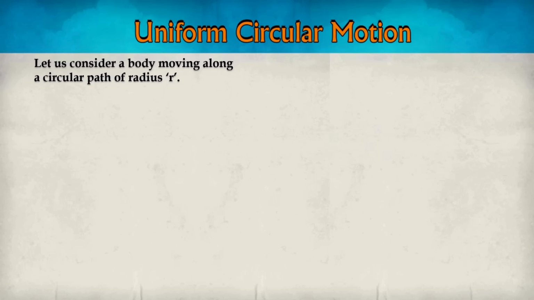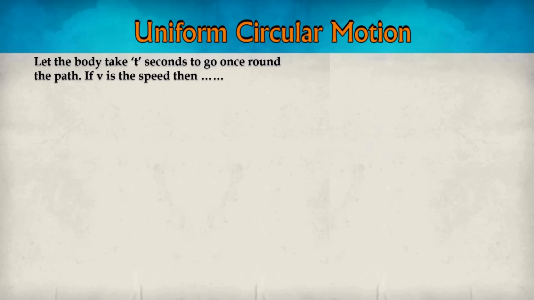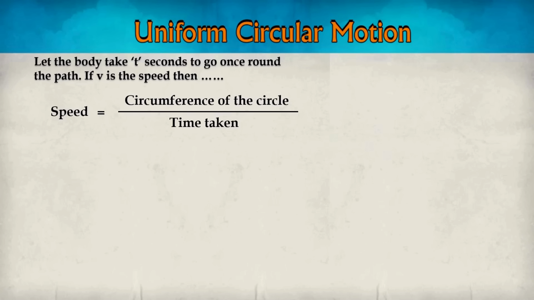Let us now understand uniform circular motion in more detail. Consider a body moving along a circular path of radius r. As the body moves along this circular path, it continuously travels along the circumference of the circle. If the body completes one full round of the circle in a certain time, we can calculate its speed. We know that speed is equal to distance traveled divided by time taken. In circular motion, the distance traveled in one complete round is equal to the circumference of the circle.